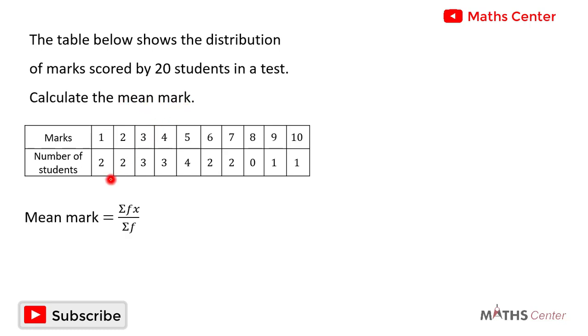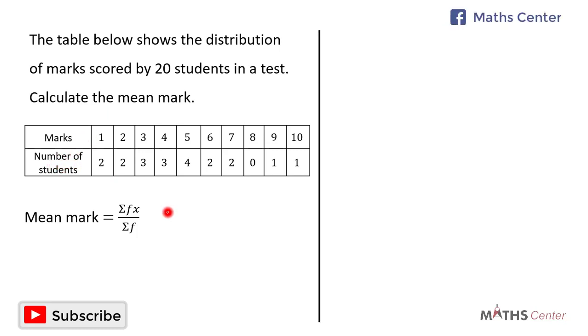The mean mark is given by the formula sigma fx divided by sigma f. That is the sum of fx divided by the sum of f, where x is the marks and f is the number of students. So we need to find the sum of fx and then the sum of f.